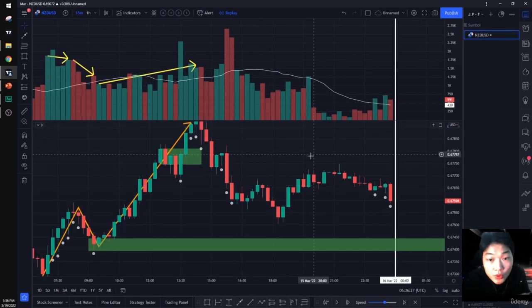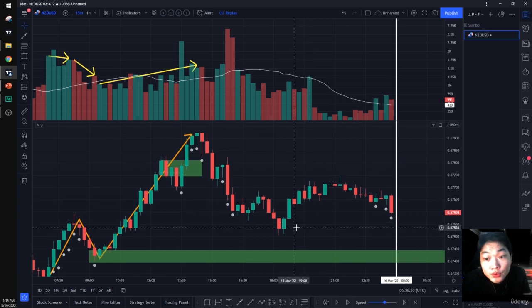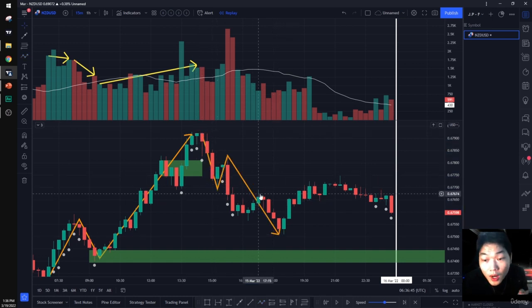We also need to analyze the structure in the pullback wave to analyze the group of candles. For example, at this time we can quickly define here the market structure in the pullback wave. Why is this high not part of the structure of the market?